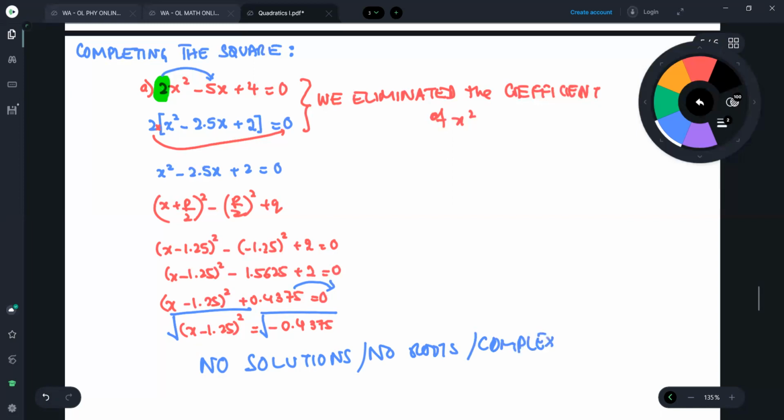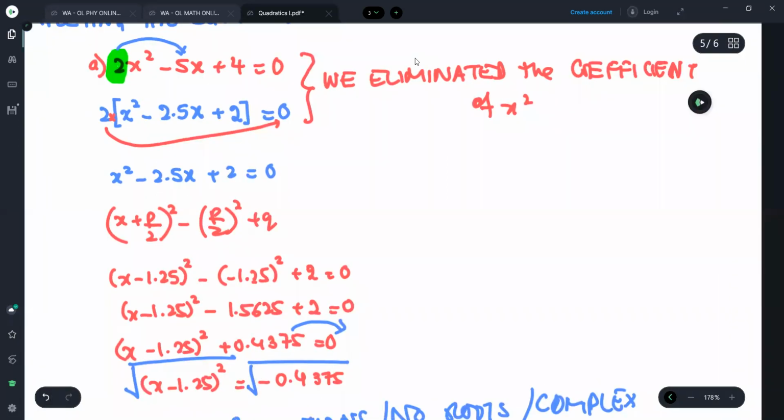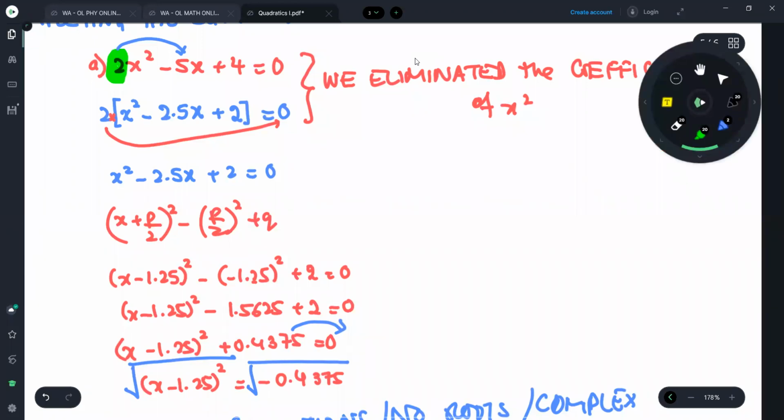Sir, how did you eliminate 2 as a coefficient? I took out 2 as common. Whatever is the coefficient of x square, I will take it out as common. Okay, but how did you eliminate it? You see this multiplication sign between 2 and the bracket? When you take 2 to that side, it's going to be 0 over 2. And 0 over 2 is going to be 0. Use your calculator. Tell me if 0 over 2 is 0.